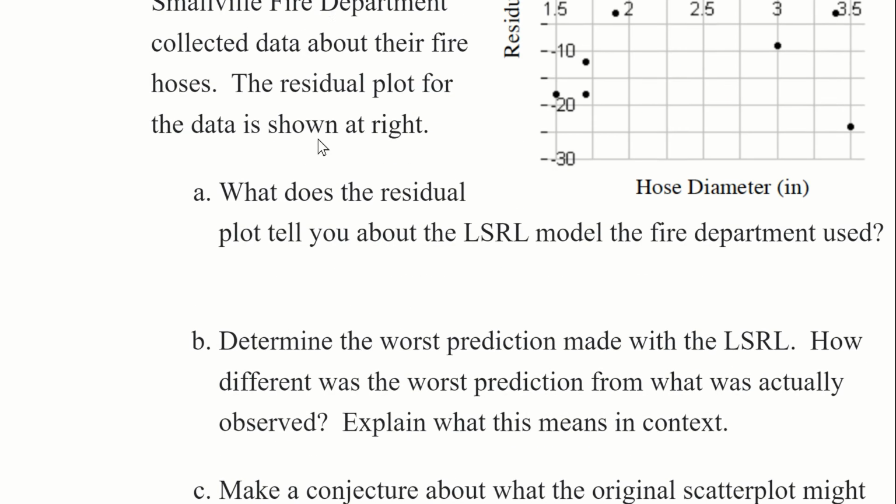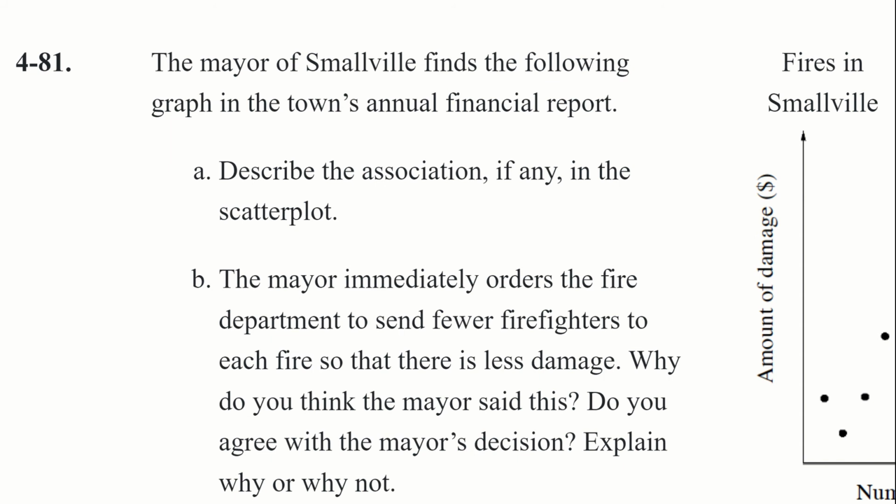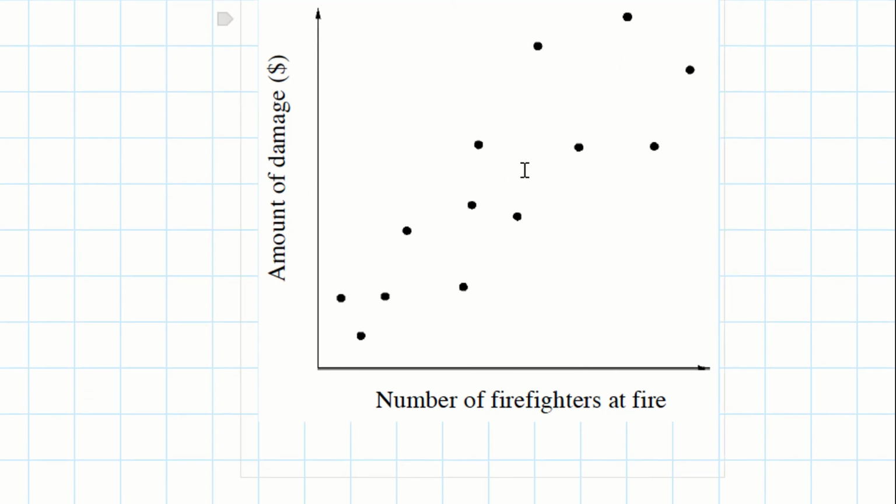And if I'm going too fast through these, remember you can always open up the ebook. This is question number 80. Question 81. The mayor of Smallville finds the following graph in the town's annual financial report. Describe the association, if any, in the scatter plot. So let me just open up the graph so we can see it. This is the graph.